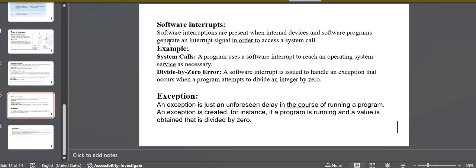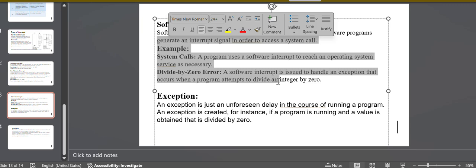A few more are software interrupts. Software interrupts are present when internal devices and software programs generate interrupt signals in order to request a system call. Here you can see examples of software interrupts.